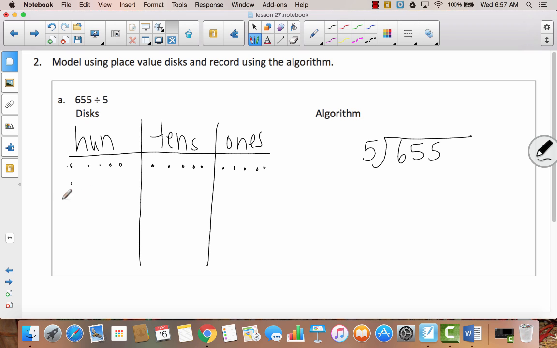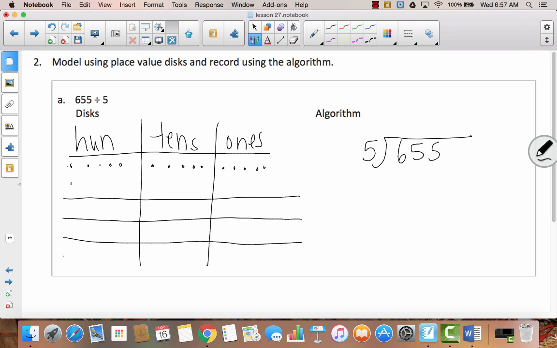Now I'm dividing this into 5 groups. One, two, three, four. One more group. All right, so let's start by dividing our hundreds. So I'm going to put 100 in each group. 1, 1, 1. So I ended up with a remainder of 1.